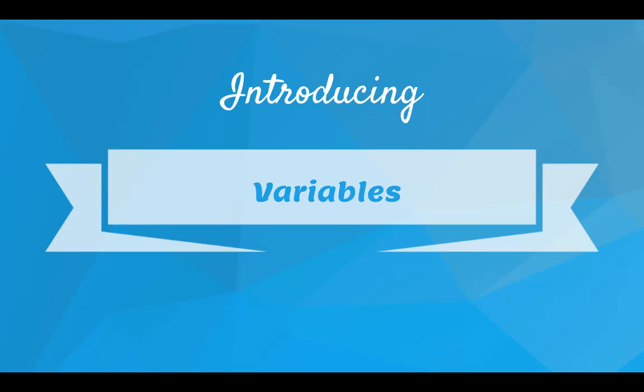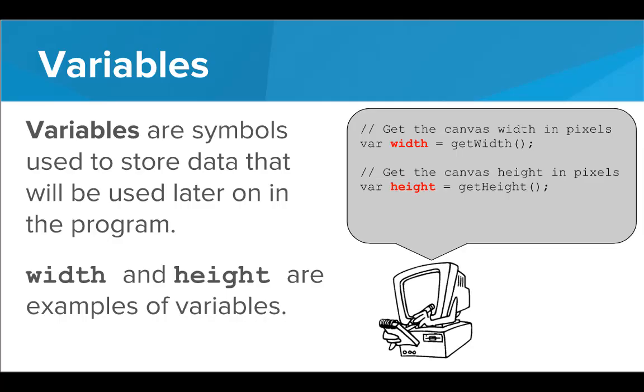Let's review variables. Variables are symbols that can be used to store the results of our calculations or function calls so that we can use them later on in our program. From the previous example, the width and height were variables. We used the keyword var to tell the computer that we want to create a new variable.